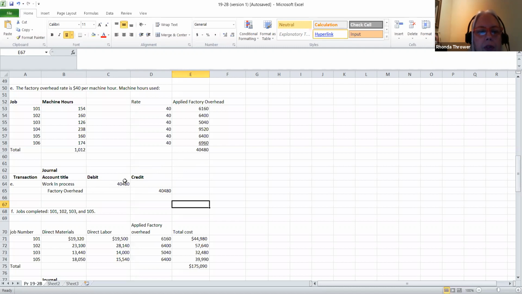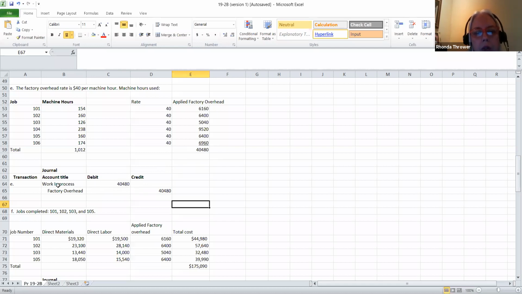The total applied factory overhead was 40,480, and I just plugged it in here as a debit to the work in process account, because work in process is an accumulation of your direct materials, your direct labor, and in this case, the factory overhead. So factory overhead is going to be debited to the work in process account for the amount of 40,480. It's each one of the applied amounts.